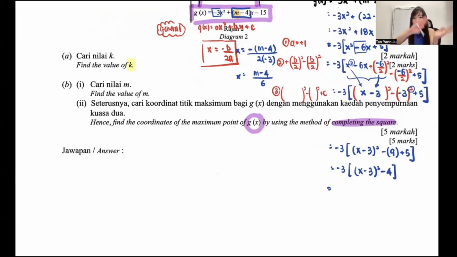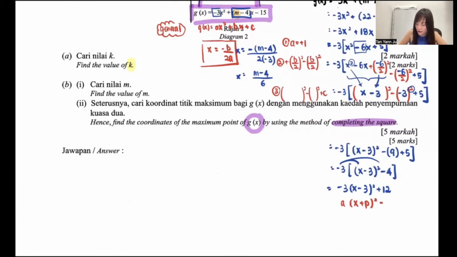So that's why the big bracket, you will times in negative 3 times the first one, right in front of them. Negative times negative, positive, 3 times 4, 12. Yeah, that is my vertex form. But what is this question asking? Maximum point. How do I know the maximum or minimum point?